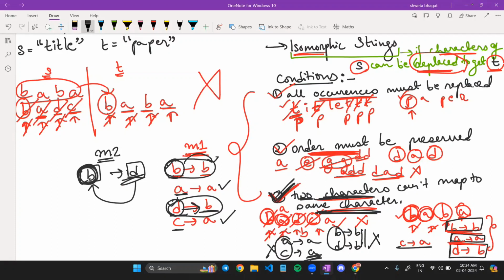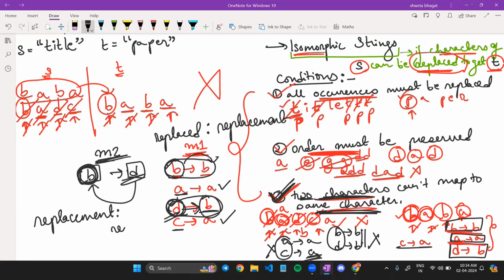So in M1, we were storing the replaced character. That is, this D was the replaced character. And corresponding to it, we were storing its replacement, correct? That is, which character we stored instead of this D. And here in M2, we will be storing the opposite. That is, we will be storing the replacement and its corresponding replaced character, correct? So let's do the dry run on the same test case by maintaining two hash maps.